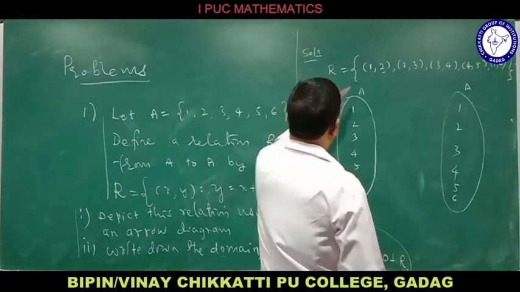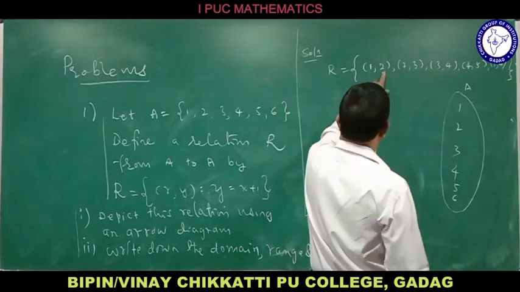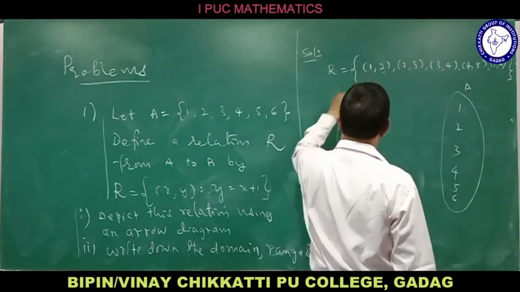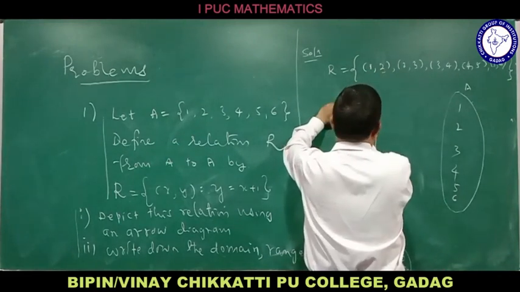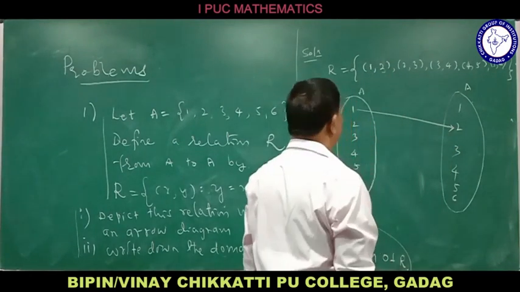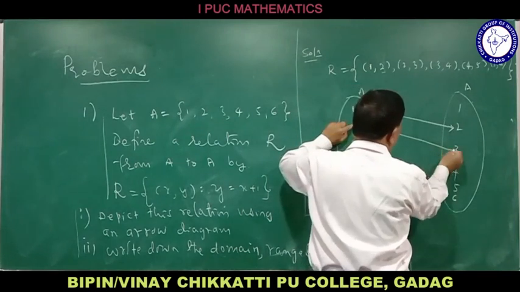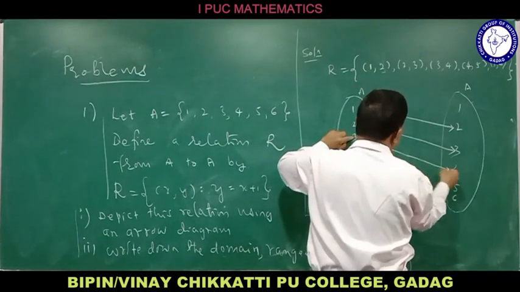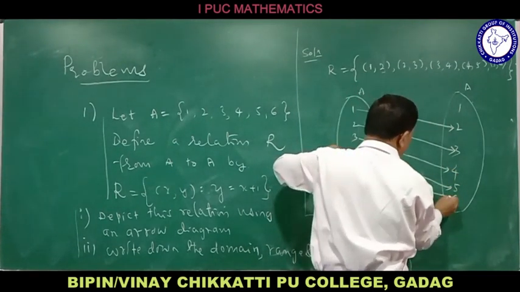1 is the first element and this is the second element. 2 is the image of 1. 3 is the image of 2. Of course later we define. But when you go for representing an arrow diagram, 1 is represented to 2. Look at this, 1 is represented to 2 and 2 is represented to 3, and 3 is represented to 4 and 4 is represented to 5 and 5 is represented to 6.